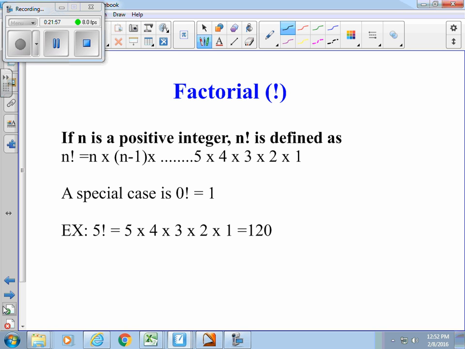Factorial, you need to know what a factorial is. N factorial is n times n minus 1 all the way down to multiplied by 1. 0 factorial is 1. And that's what a factorial is.